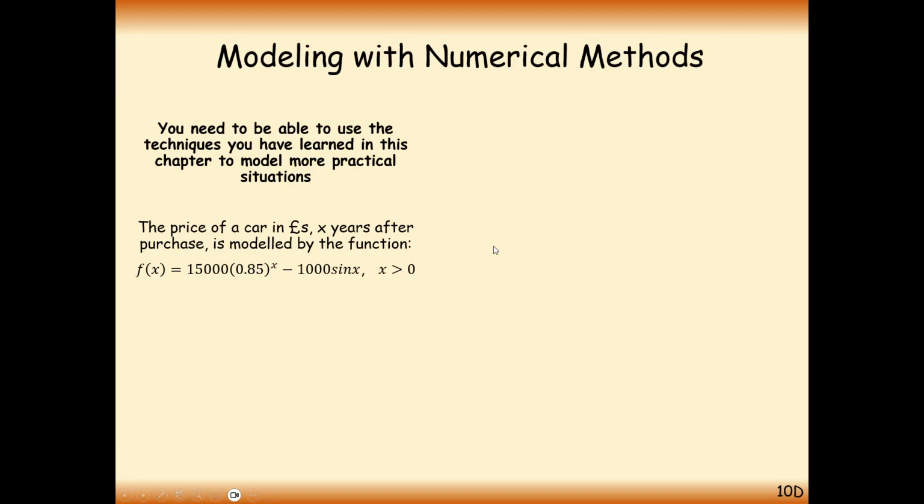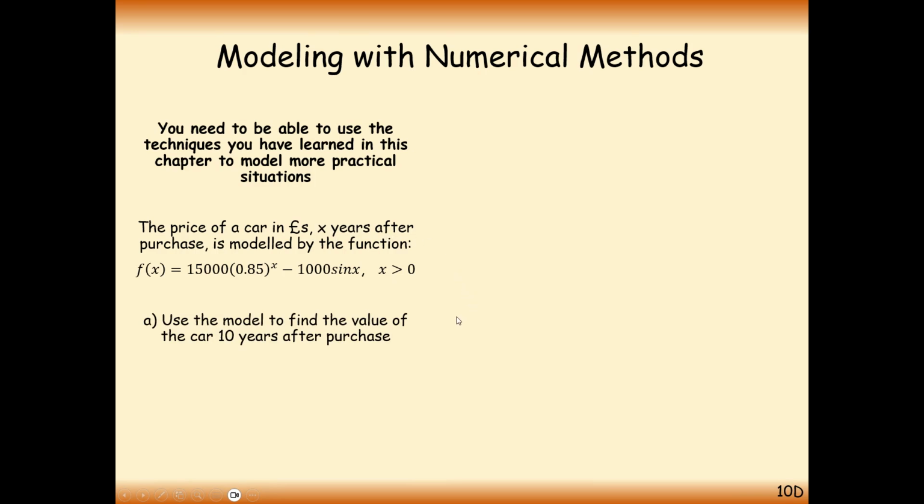For example, we are told that the price of a car x years after the purchase is modeled by a function f of x. f of x is 15,000 multiplied by 0.85 raised to the power of x, take away 1,000 sin x. x is always positive, and x is of course the time in years.